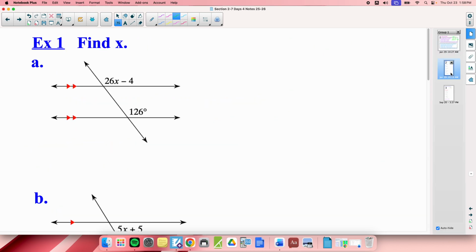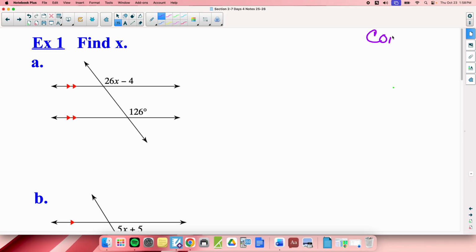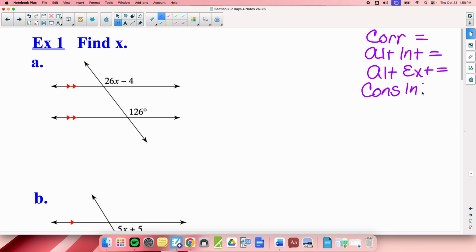So let's go to this page right here. Now, if it would help you, on your cheat sheet for this chapter, you could write down: if they're corresponding, you set them equal. If they're alternate interior, you set them equal. If they're alternate exterior, you set them equal. And if they are consecutive interior, they equal 180.